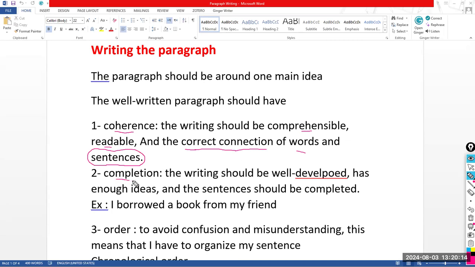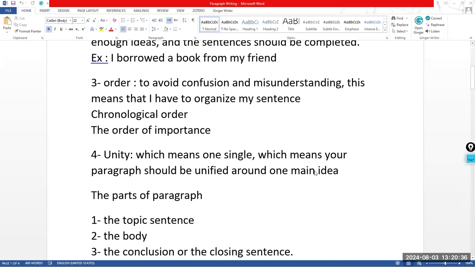2, completion. The writing should be well developed and I have to write enough ideas. And the sentences should be completed. Don't write any phrases because you have to write complete sentences. If you write phrases, your meaning will not be complete. 3, order.